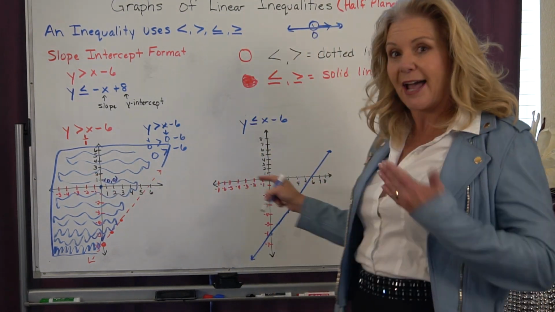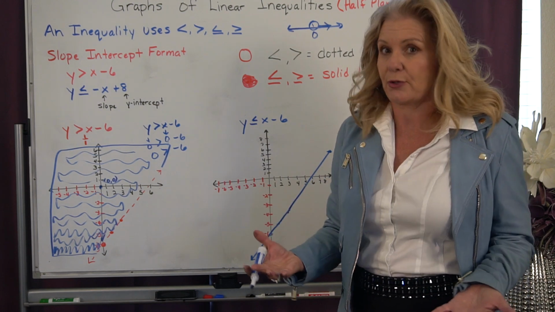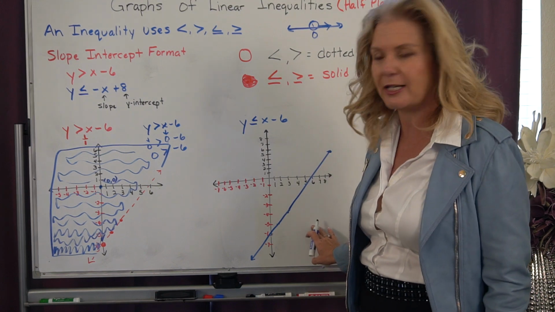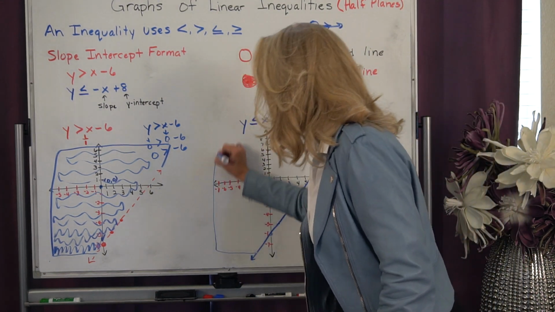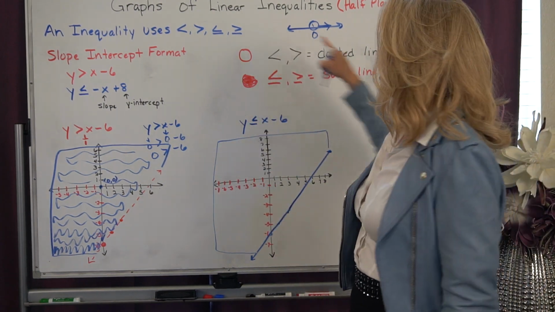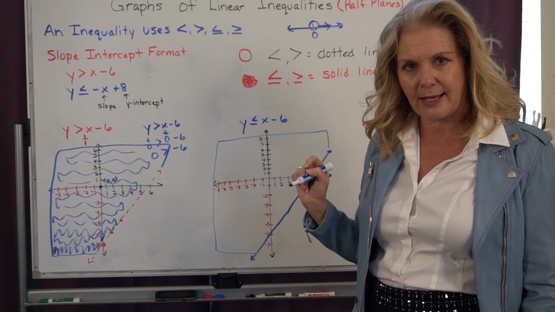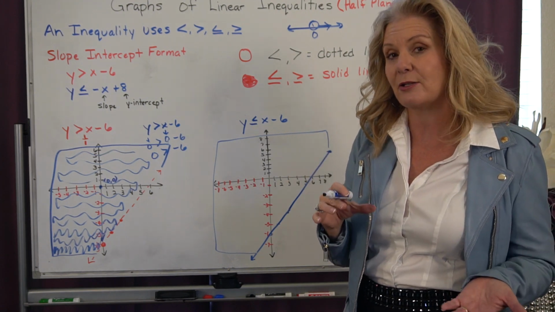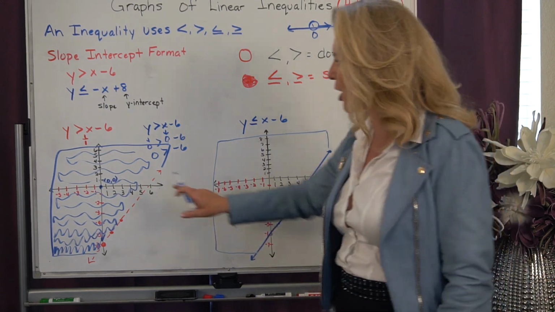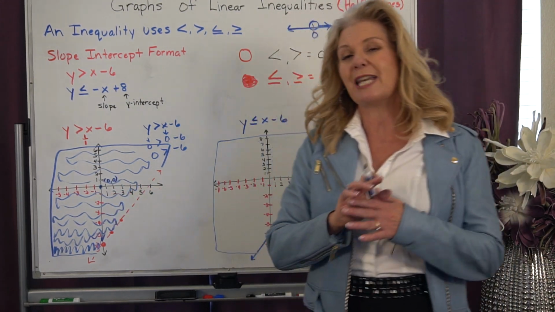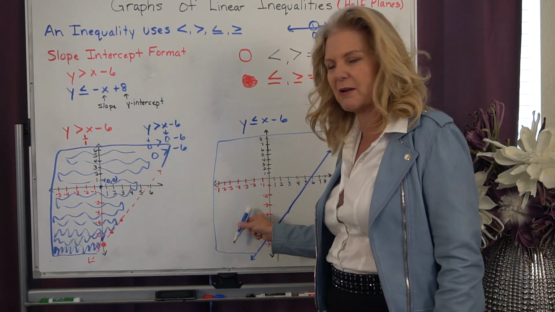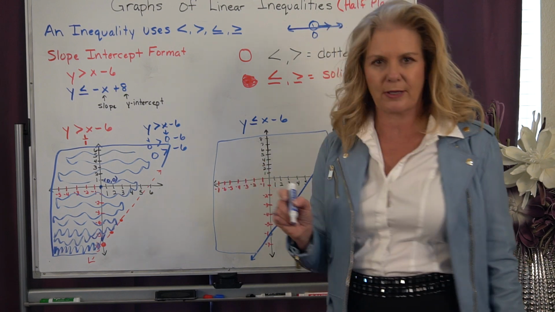Now, if I have the solid line, it means solutions are also on that line, but I still have to shade. Now, because this is the same equation, I know that my shading would also be on the same side. So the two added steps with inequalities is you have to remember the dotted or solid line, and you have to remember to plug in a solution to find the shaded side. My favorite solution, always 0, 0. The only time I would not choose 0, 0 is if my line actually went through 0, 0. Then I just choose a point on this side or this side.